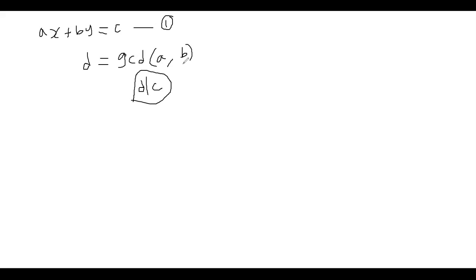We can also go backwards. If your GCD divides c, then there exist x and y that satisfy equation number 1. Then a solution exists, basically. All right, so let's take the forward direction first and then go to the reverse. Solution exists. Okay, so how do we go about this problem?